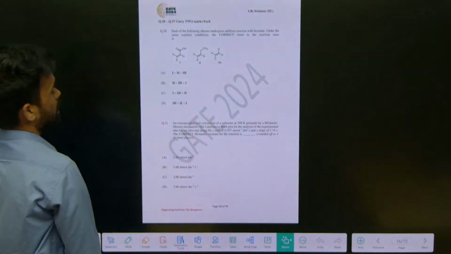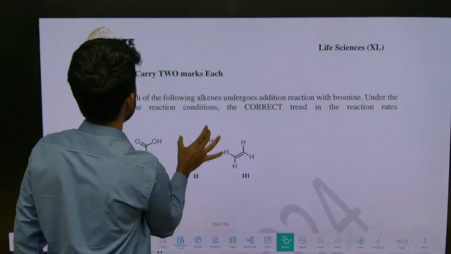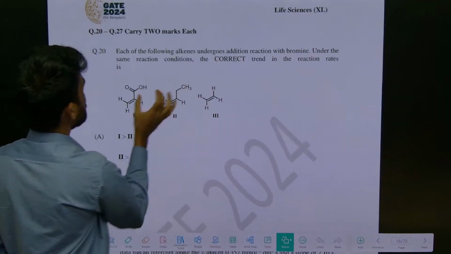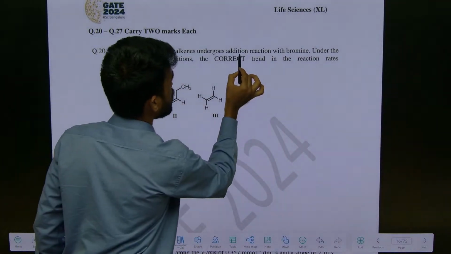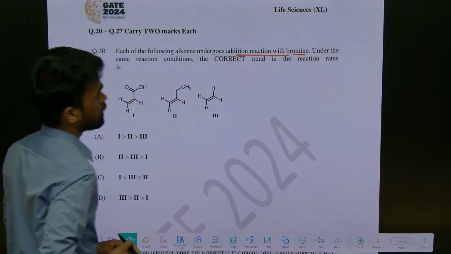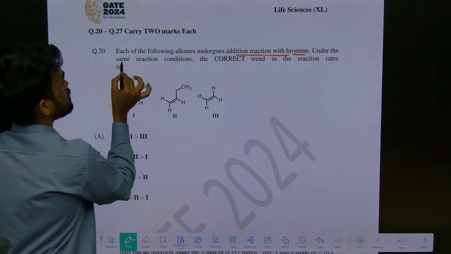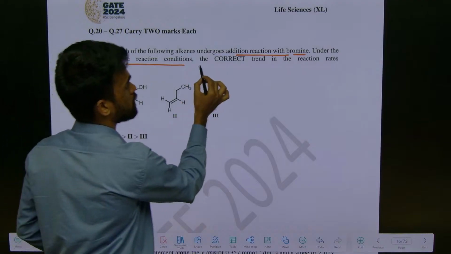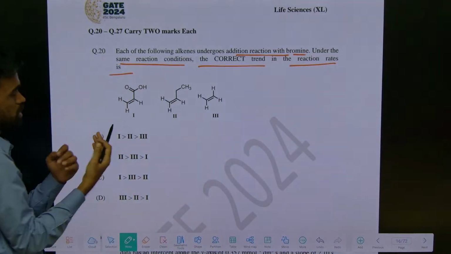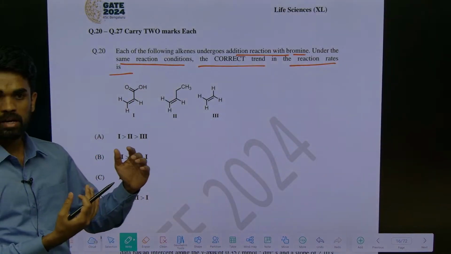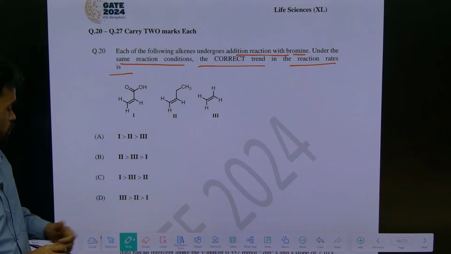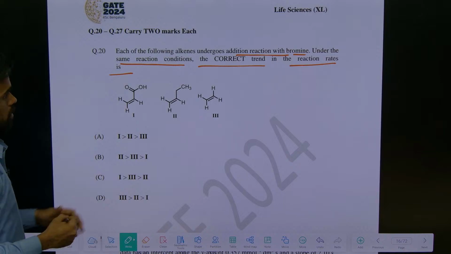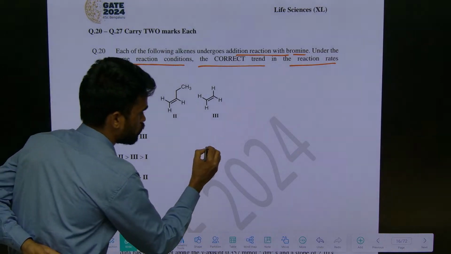The next one here, see, each of the following alkenes undergoes addition reactions with bromine. Under the same reaction condition, the correct trend in the reaction rates, meaning which of these 3 molecules has more reactivity, rate of reaction they are asking. To get this answer, before this just listen to my explanation once again.